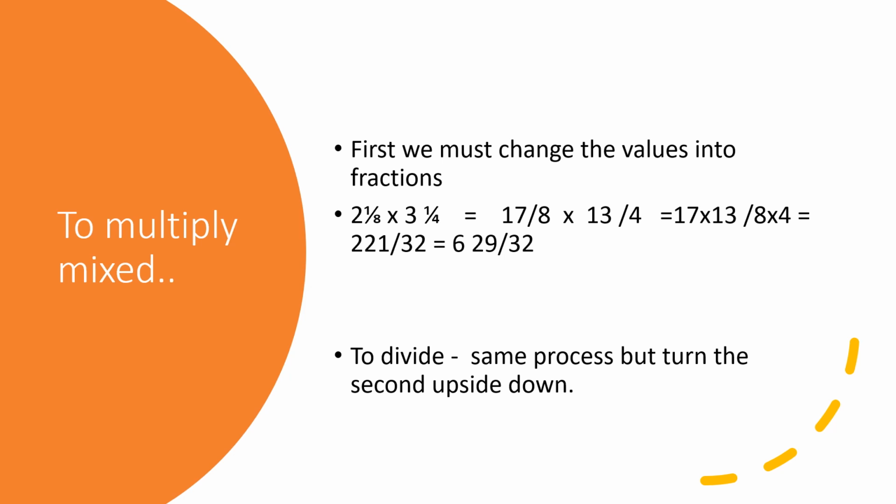The only other thing I just want to quickly mention, if you have mixed numbers, so let's say I asked you to multiply 2 1/8 times 3 1/4, you can change those into top-heavy fractions. Some people find that's an easy way to do it. So we end up with quite big numbers there, but then when you simplify it down, this is what you get.